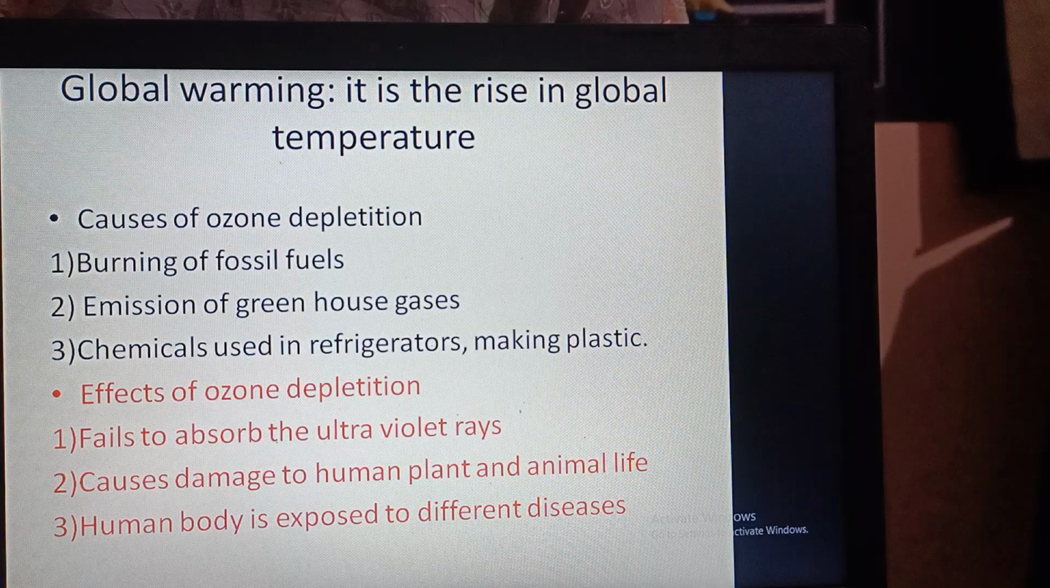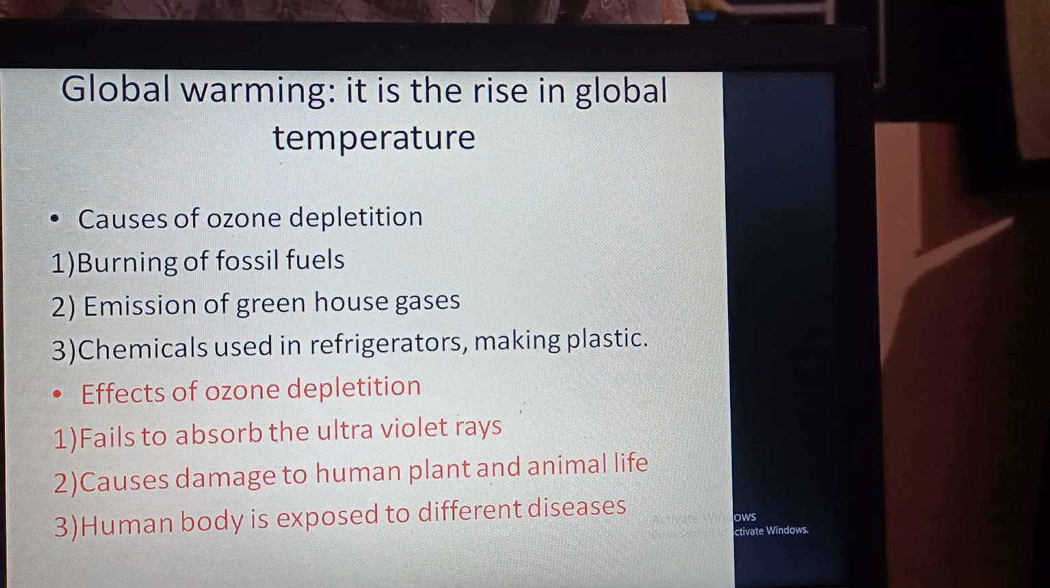Next is the effect of ozone depletion. Number 1, failure to absorb the ultraviolet rays. As the ozone layer is destroyed or becoming very thin, it fails to absorb the ultraviolet radiation. As a result of this incoming radiation, it causes damage to plant life, human beings and even marine life. Next, human beings are exposed to different diseases. Skin cancer and eye cataract are mainly caused by this ultraviolet radiation.